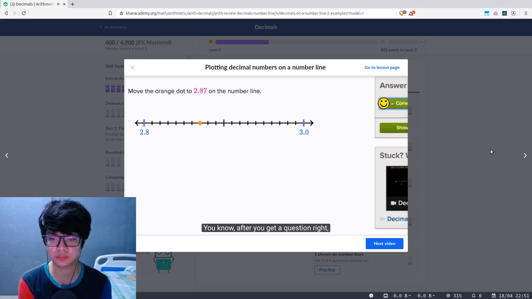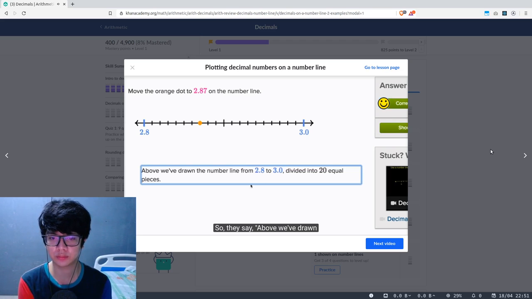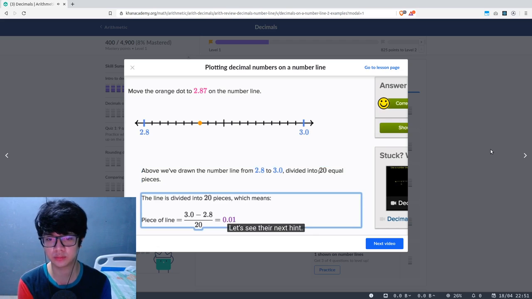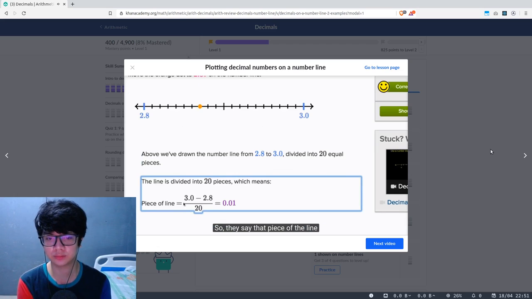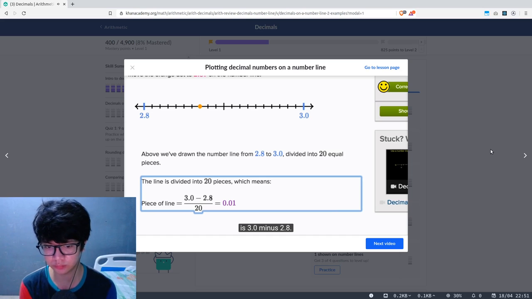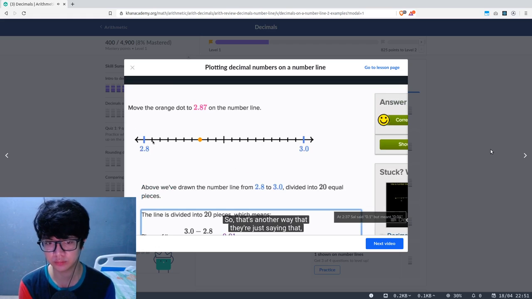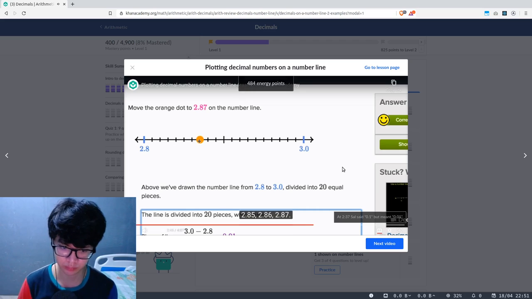And you know, after you get a question right, it doesn't hurt to look at the hints at that point. So let's just see how they tackled it. They say above we've drawn the number line from 2.8 to 3.0, and they divide it into 20 equal pieces. Yep, that looks right. Let's see their next hint. They say that piece of the line is 3.0 minus 2.8, well, that's going to be 2/10, and then you divide by 20 is 0.01. So that's another way of saying that each of these is a hundredth. But we already saw that, 2.81, 2.82, 2.83, 2.84, 2.85, 2.86, 2.87.